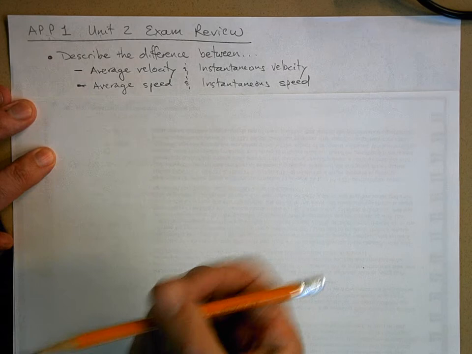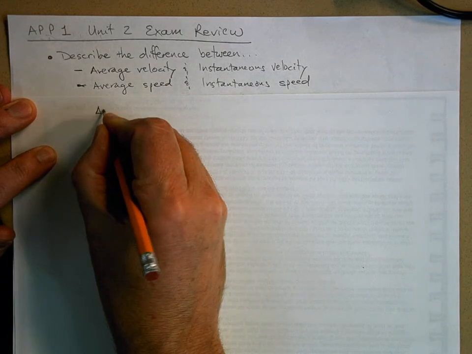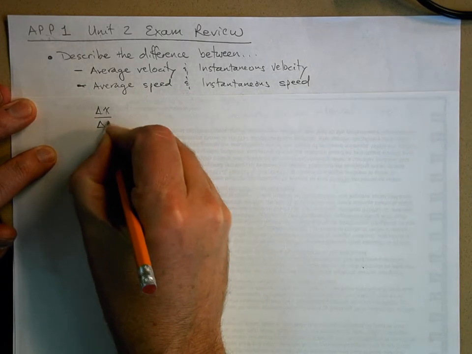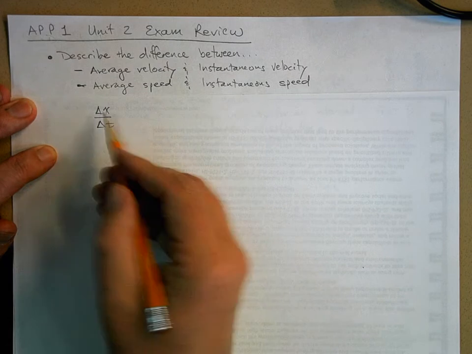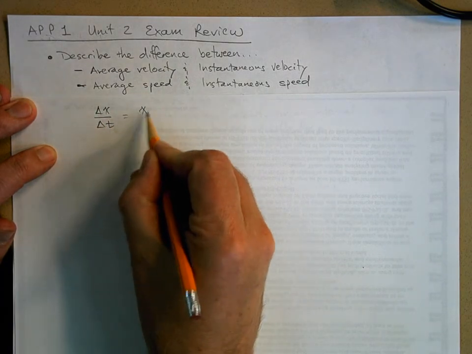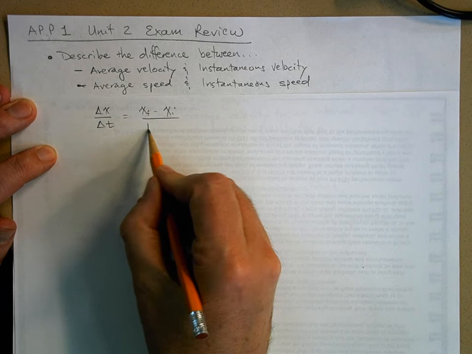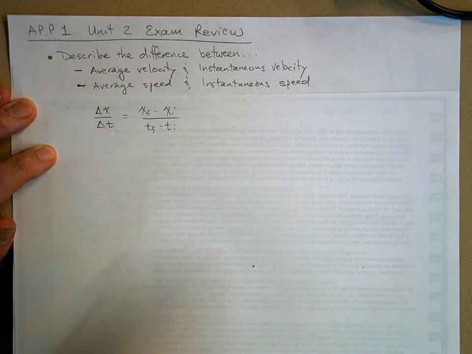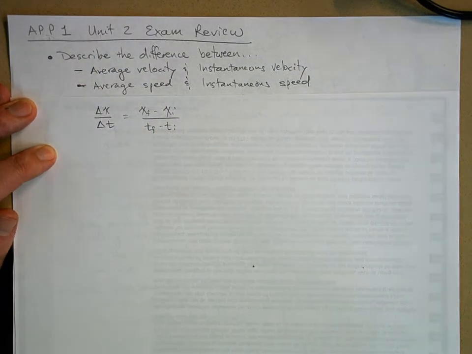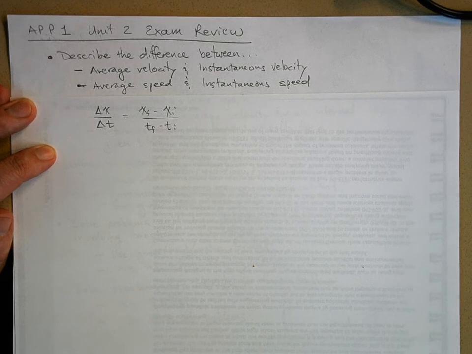Well, we know that average velocity is delta x over delta t, right? So you need an x value, a final minus an initial, divided by some t final minus t initial. That is the operational definition for average velocity. Okay, now what is instantaneous velocity?